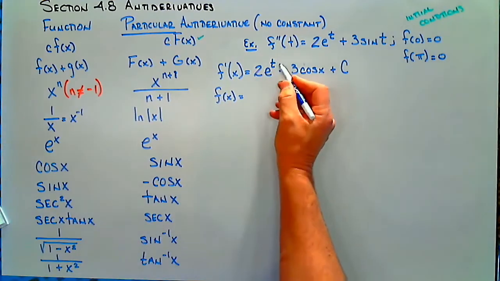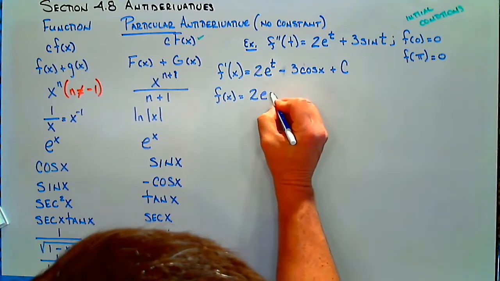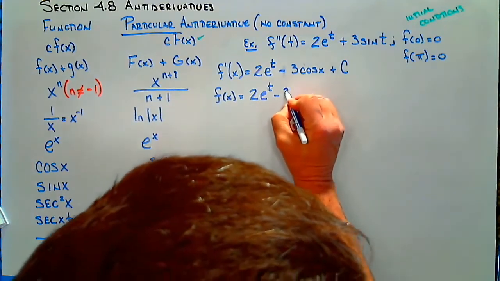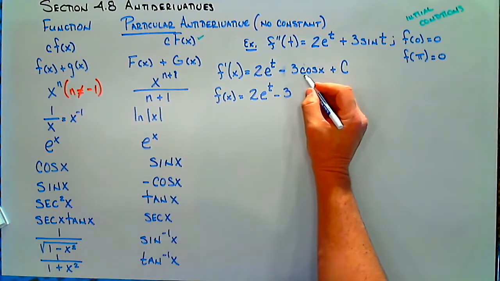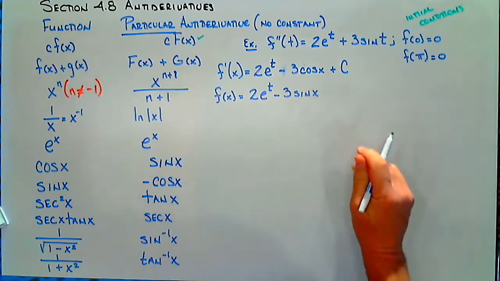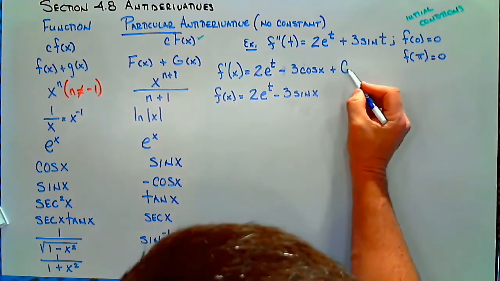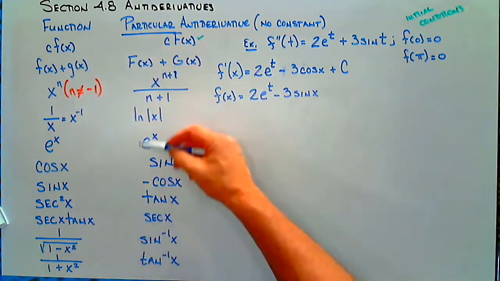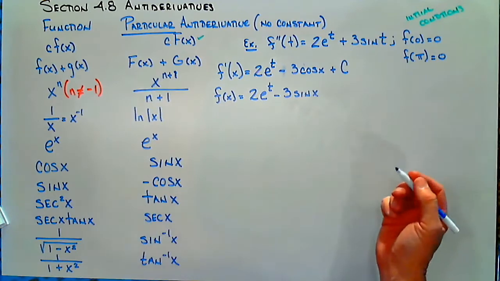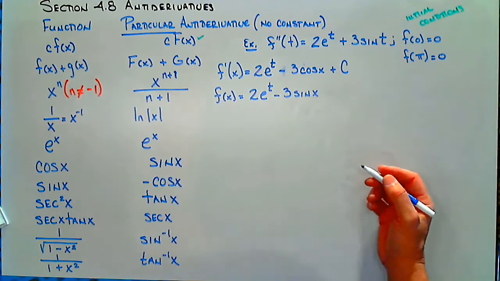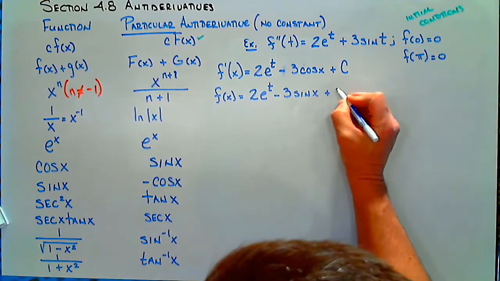The antiderivative of 2e to the t, well, it's 2, and the antiderivative of e to the t is e to the t. Now here we have minus 3, right? The antiderivative of cosine is just positive sine, so that's a positive there, and that doesn't change that sign. Now here we have to think about this for a second, right? We haven't seen that anywhere over here. I haven't even addressed it, which is one of the reasons I thought I needed to do another example. What is the antiderivative of a constant?